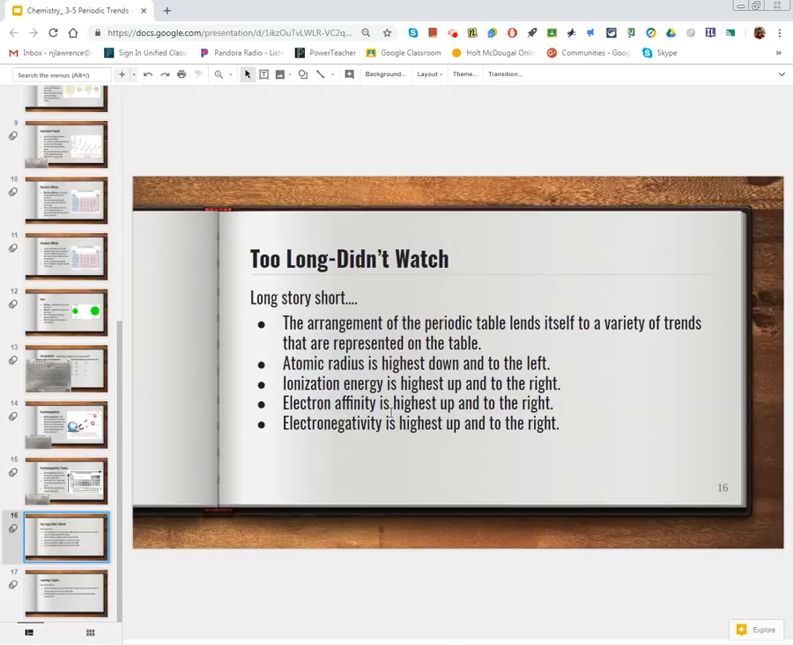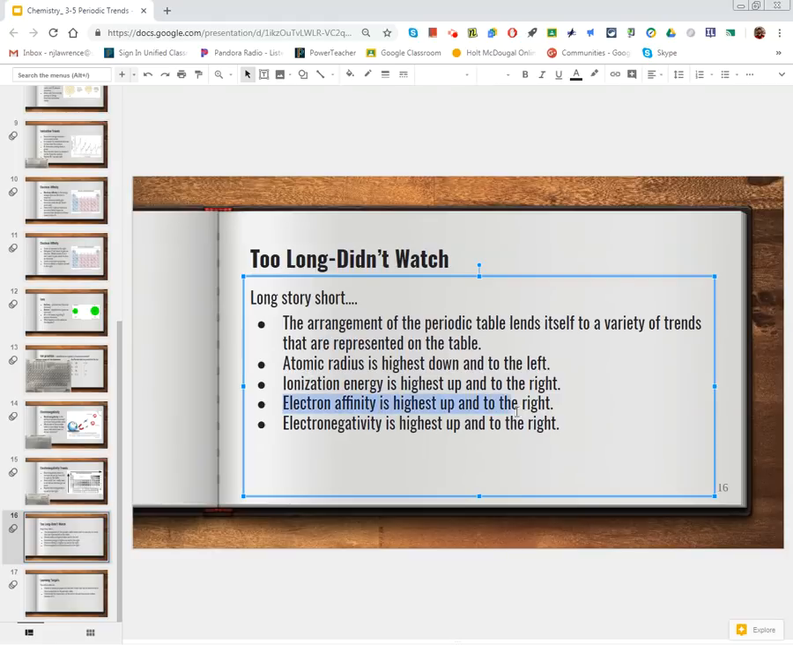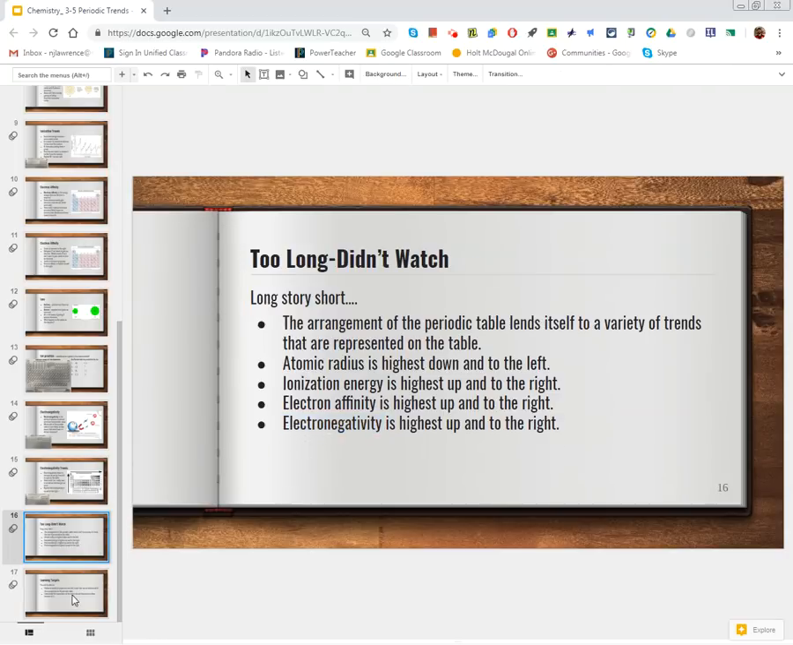Electron affinity is the energy to gain an electron. So again, we see that's up and to the right. And the electronegativity is the actual fight, the strength. So electron affinity is an energy measurement. This is something we came up with in the lab. Electronegativity was Linus Pauling's idea, and it was his relative strength of saying how strong, how much will elements fight for an electron. And again, electronegativity is the highest up and to the right.